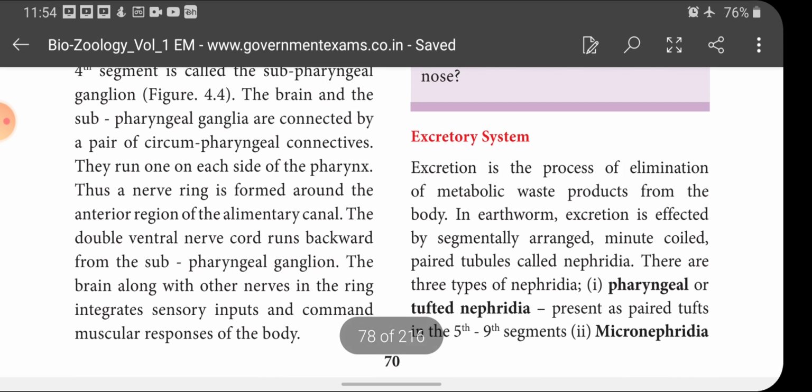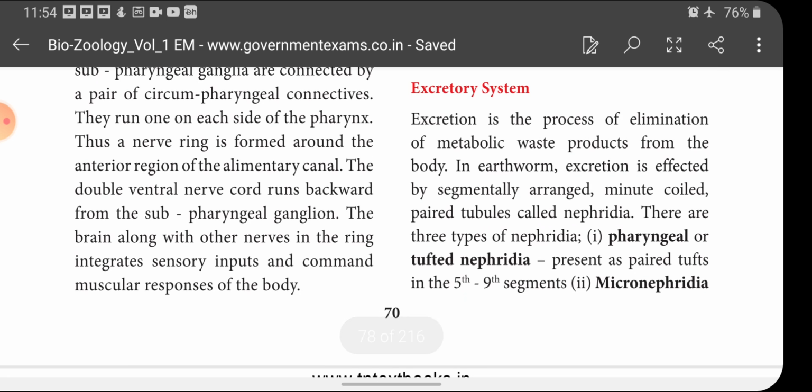Next one is the excretory system. Excretion is the process of elimination of metabolic waste products from the body, that we know very well, isn't it? What do we mean by excretion? It is a process by which metabolic waste products are removed from the body.